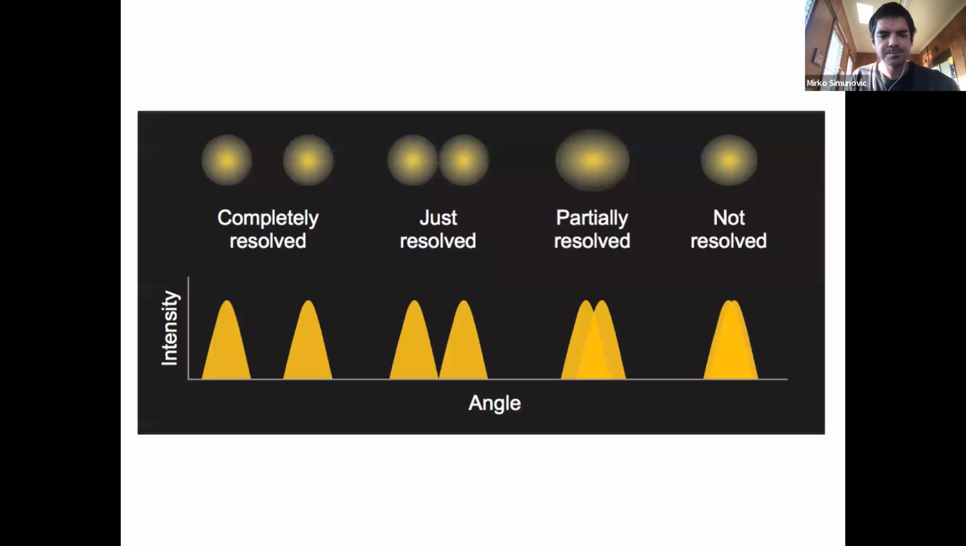Another example, just to show it on a graph, right? That's how you basically define whether 2 objects are resolved or not. At the far right, you have both objects close together and you cannot resolve them. And when you move to the left, you are starting to resolve them, until you eventually completely resolve them. And when you say you resolve them, that means that you're able to measure the luminosity profile individually for each point source.